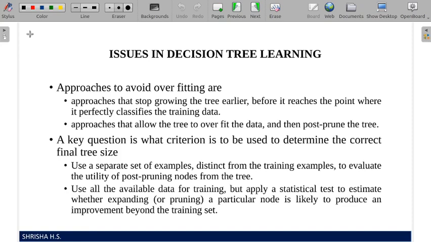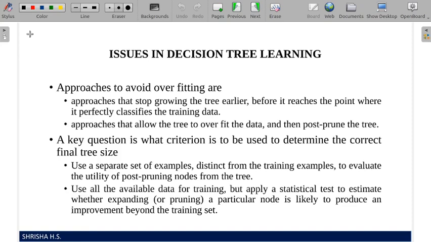The statistical method is usually the chi-square test. Those are the statistical methods, but they are out of scope of this lecture and also the syllabus. So you can understand it like this: you use all the data for training.